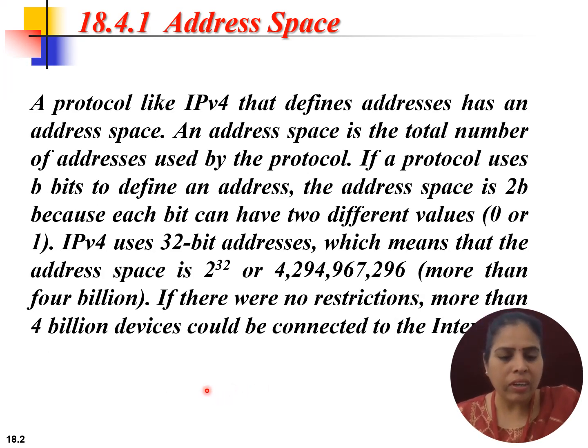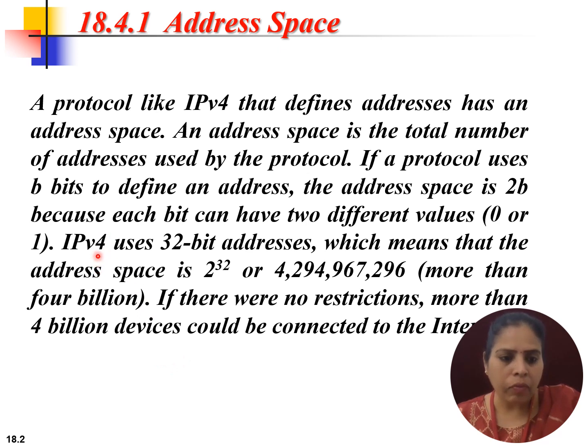Now, first we will discuss IPv4 addressing, which is a 32-bit addressing requirement. A protocol like IPv4 that defines addresses has an address space. An address space is the total number of addresses used by the protocol. If the protocol is going to use B bits to define an address, then the total address space would be 2^B, because each bit can have only two different levels, that is 0 and 1.